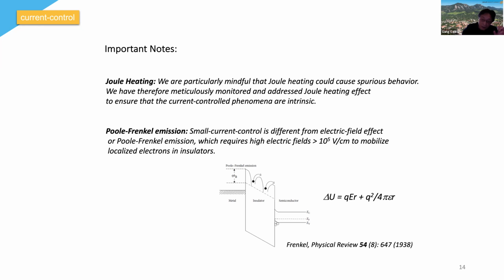The other point I want to make is that current control is different from electric field effects. This was reported in the late 30s by Frenkel and Poole, so we call it Poole-Frenkel emission. That is very different. That requires a high electric field to mobilize trapped electrons in potential wells. You will see the difference in a minute.